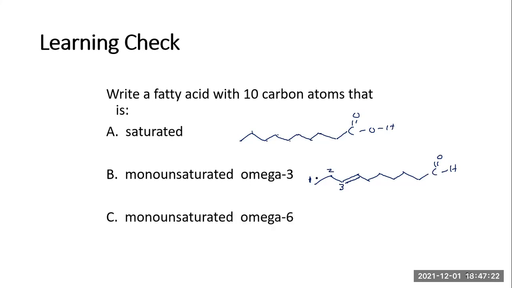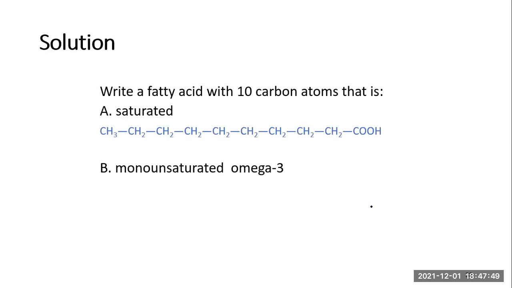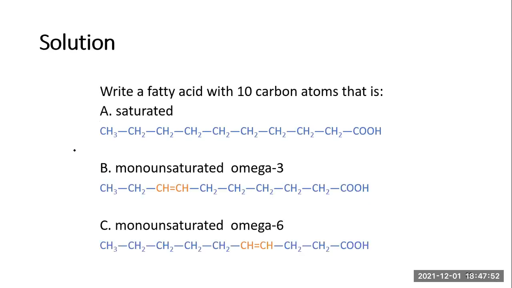If you did it, monounsaturated omega-6 would be the same thing, except obviously we would go in 6 carbons. 1, 2, 3, 4, 5, 6, 7, 8, 9. And obviously the double bond would happen at 1, 2, 3, 4, 5, 6. These are line structures. Here is the condensed structure. Again, we see what we just talked about: no double bonds in our saturated, a double bond at carbon 3, and a double bond at carbon 6.